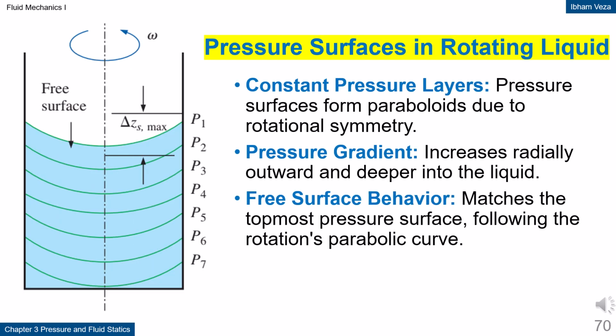Pressure surfaces in rotating liquid. In a rotating fluid, constant pressure surfaces form paraboloids. All these pressure surfaces have the same shape as the free surface. Pressure increases both radially and vertically. The free surface is the topmost constant pressure surface. This concept helps visualize the three-dimensional pressure distribution.